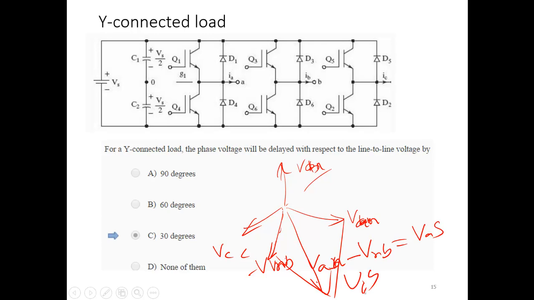That means the line-to-line voltage will be delayed, and the phase voltage will be delayed with respect to the line voltage. It's behind by 30 degrees. With the Y-connected load, the phase voltage will be delayed with respect to the line by 30 degrees. That's basically 30 degrees.